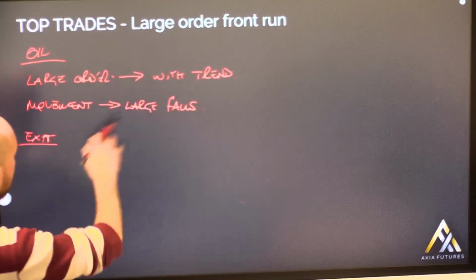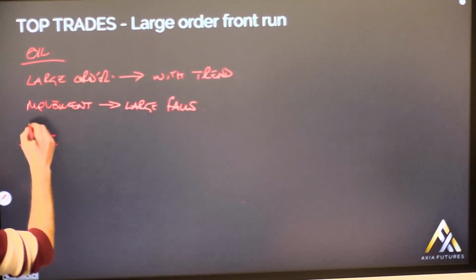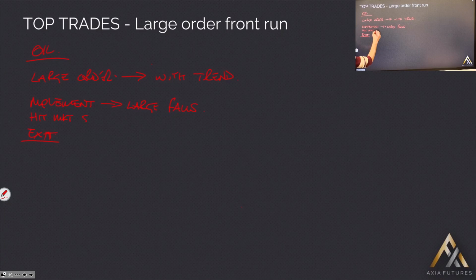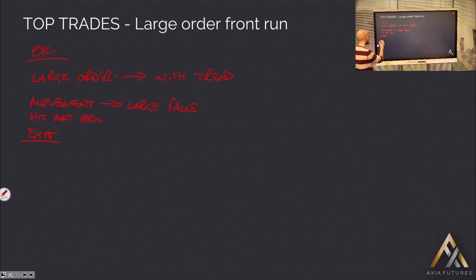So exit the trade as well, because we've seen the criteria to enter. Get the large order with trend, it starts to move. This is where you hit market sell. Exiting the trade, you've got one of two options. Option one, large order hits market. So what happens is the large order decides, right, not getting filled, sitting on the offer, just sell it.